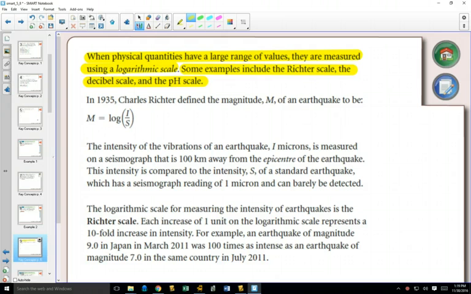So they could choose one of these ideas, give you the formula that works with that idea, and ask you to work with it. So the magnitude of an earthquake follows this formula. It's the log of the intensity compared to the intensity of a standard earthquake. So I is the intensity of your earthquake, and that's compared to a standard earthquake S.